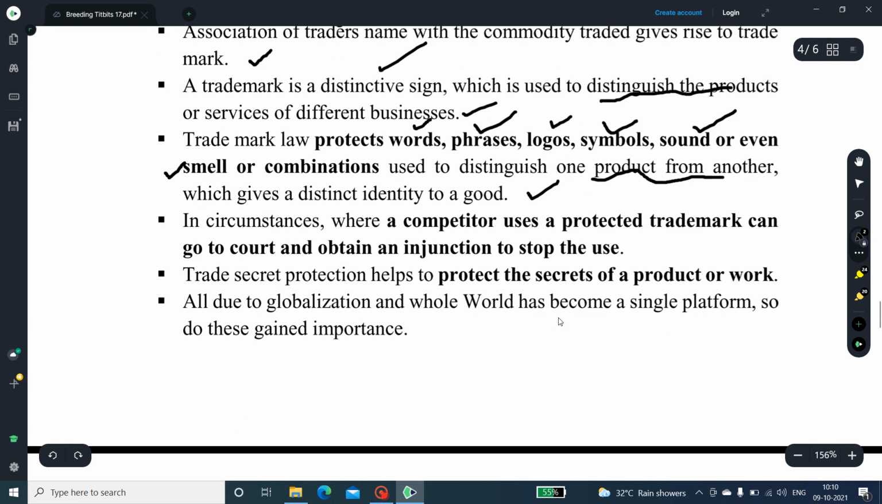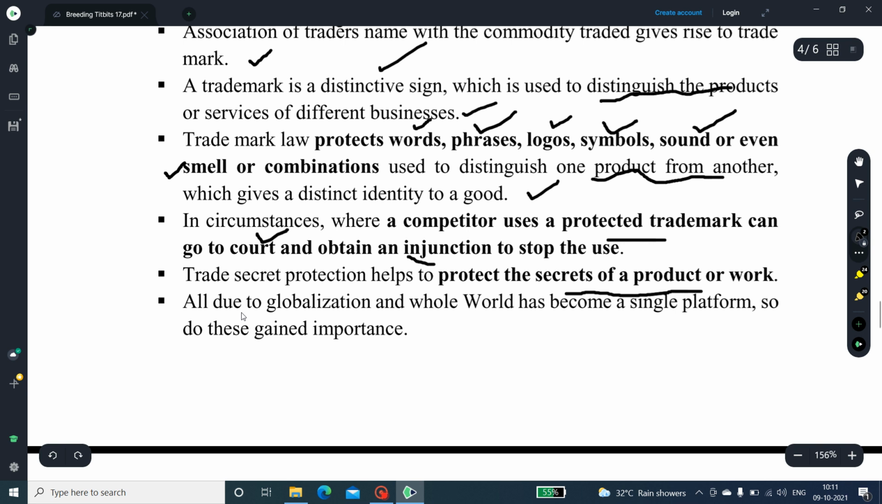In circumstances where a competitor uses the protected trademark, the owner can go to court and obtain an injunction to stop the use. Trade secret protection helps to protect the secrets of the product or work.